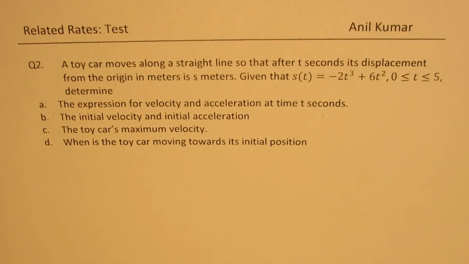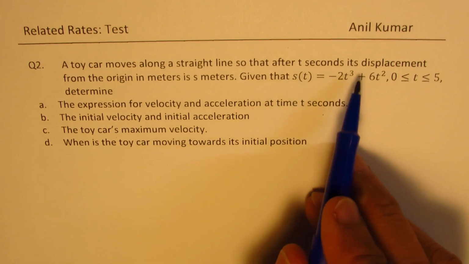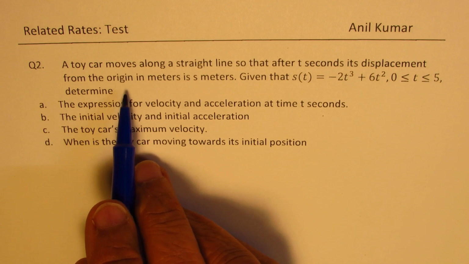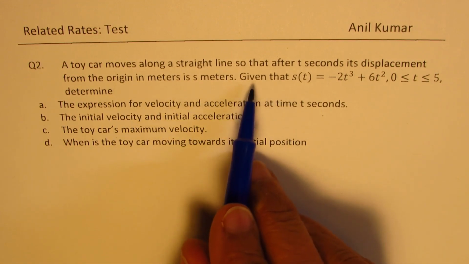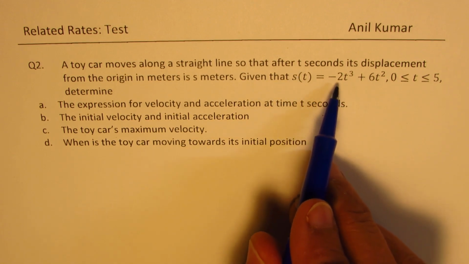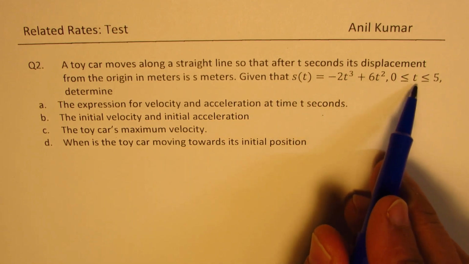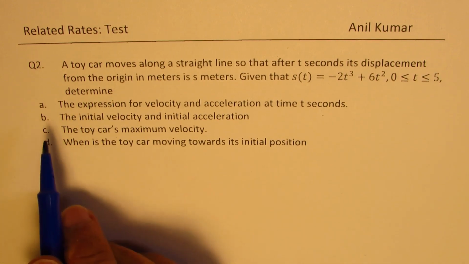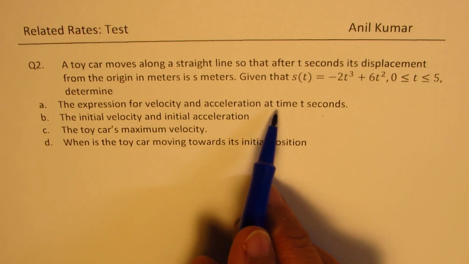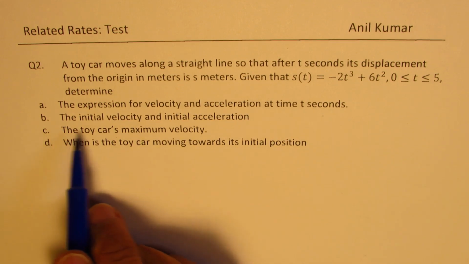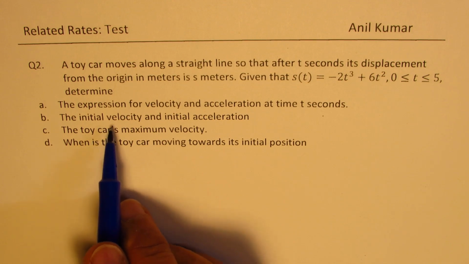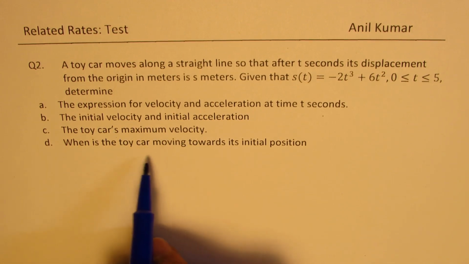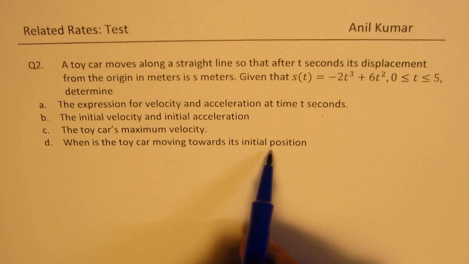A toy car moves along a straight line so that after t seconds its displacement from the origin in meters is s meters. Given that s of t is minus 2t cubed plus 6t squared, t is between 0 to 5, determine an expression for velocity and acceleration at time t, initial velocity and initial acceleration, the toy car's maximum velocity. When is the toy car moving towards its initial position?